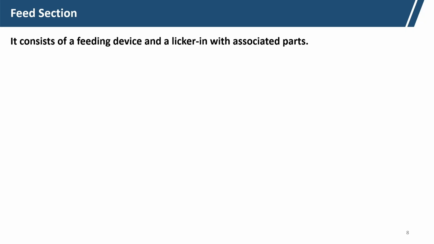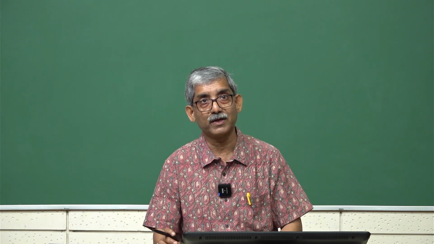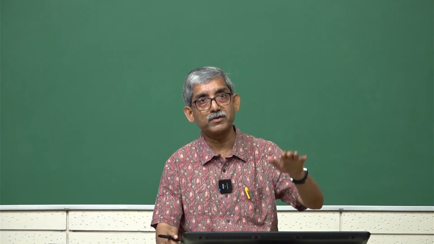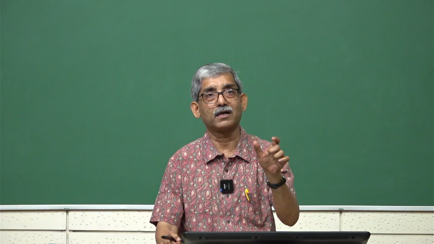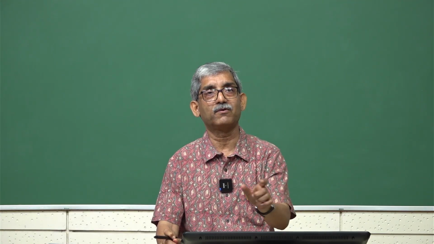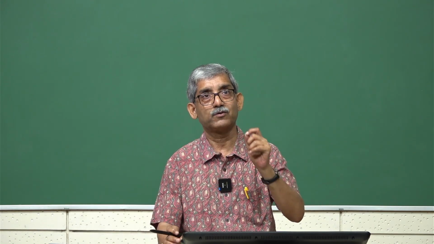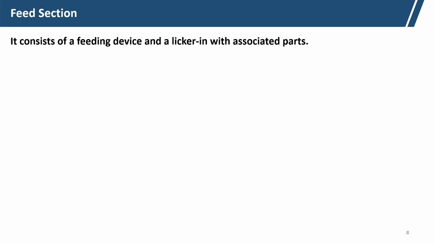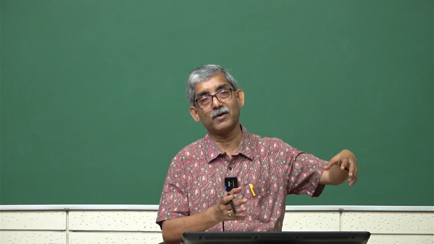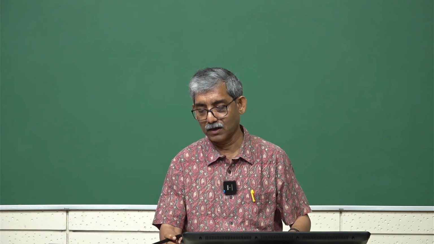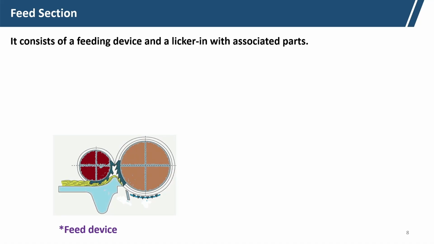So, now till now we have discussed the carding action and stripping action and the different forces acting on a fiber and the condition for stripping and condition for carding, these are the basic conditions. Now, we will go step by step. So, at feed section what is going on? It consists of the feed device and a Licarin with associated parts, that is a feed section. Here fibers are a little bit opened. Now, you can see here. So, this is the feed section.